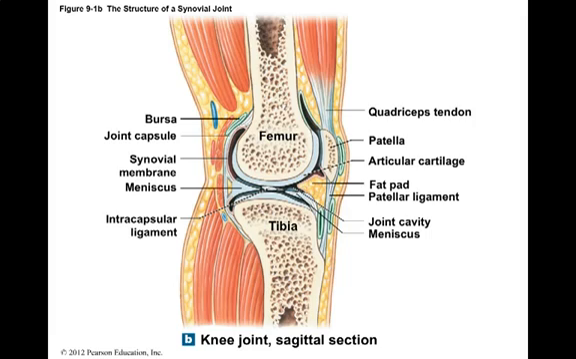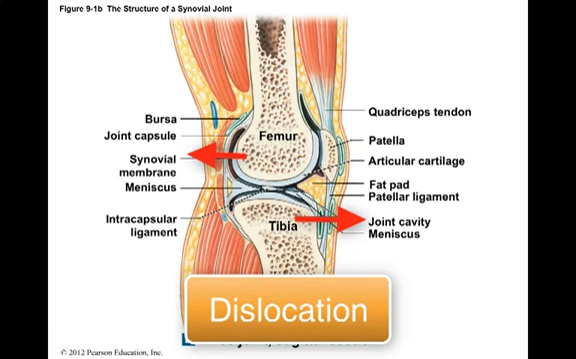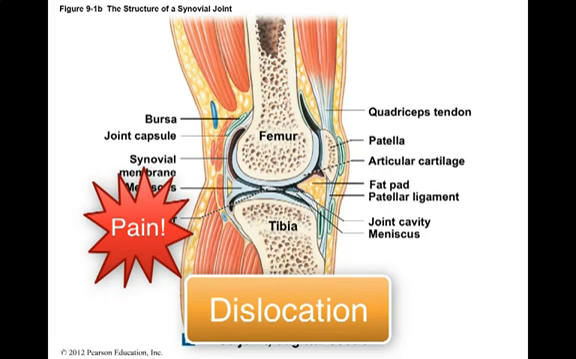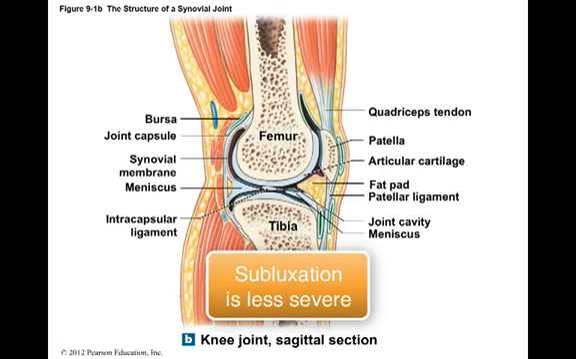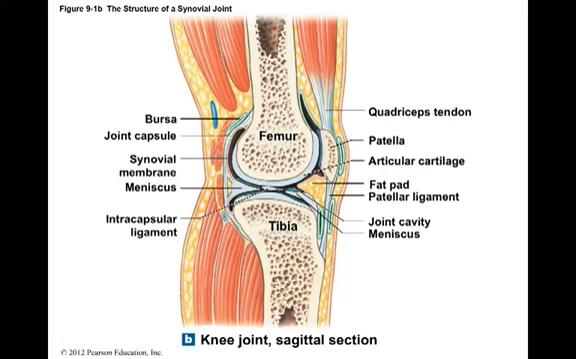When reinforcing structures can't protect a joint from extreme stresses, a dislocation may occur. In a dislocation, the articulating surfaces are forced out of position. This displacement can damage the articular cartilages, tear ligaments, or distort the joint capsule. A dislocation is extremely painful because of the sensitive pain receptors associated with the capsule, ligaments, and tendons. A subluxation is a partial dislocation and is less severe. People who are double jointed have joints that are weakly stabilized, and they are more likely to suffer partial or complete dislocations.